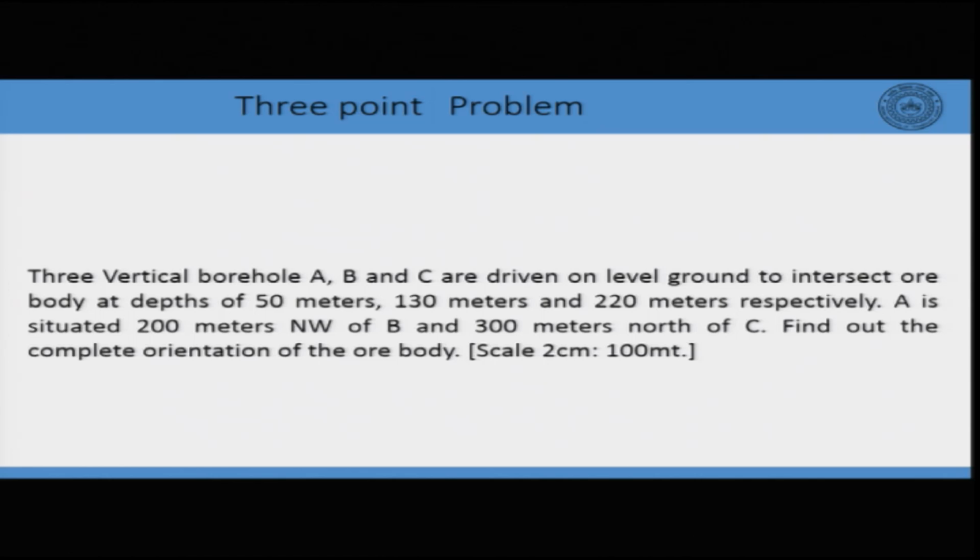The question reads as follows: 3 vertical boreholes A, B and C are driven on level ground to intersect an ore body at depths of 50 meters, 130 meters and 220 meters respectively. A is situated 200 meters northwest of B and 300 meters north of C. Find out the complete orientation of the ore body. The scale of the problem is 2 centimeter is to 100 meters.